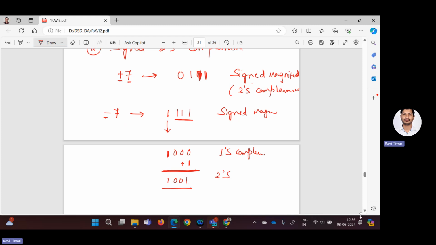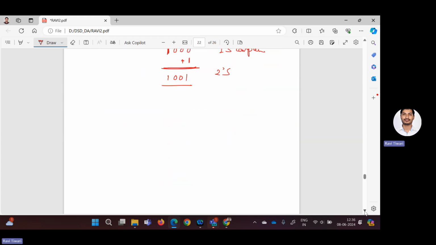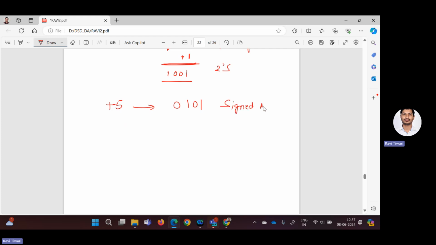I will take one more example to clarify the 2's complement representation. First, I am taking positive 5. As the number is positive, the sign magnitude representation is similar to the 2's complement representation. So as the number is positive, 0, and 5 is represented as 101. This is positive 5 in sign magnitude, and the sign magnitude representation of any positive number is similar to that of 1's and 2's complement. So it is also similar to 2's complement.